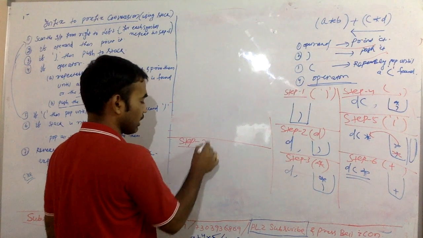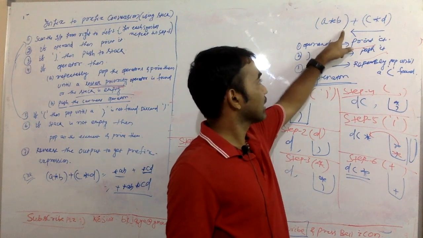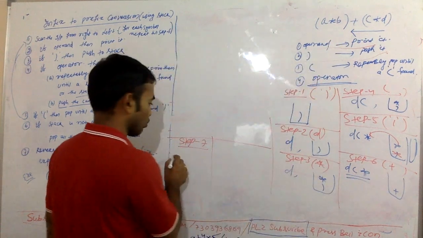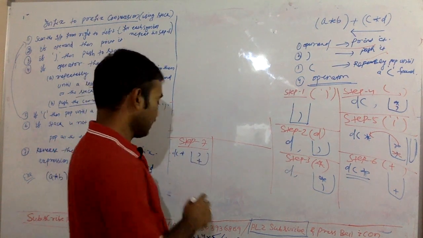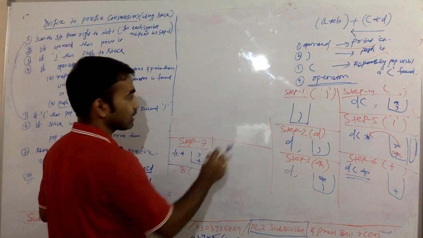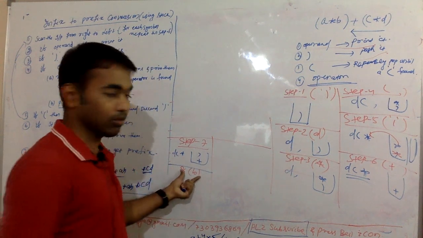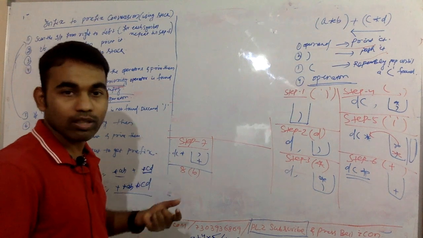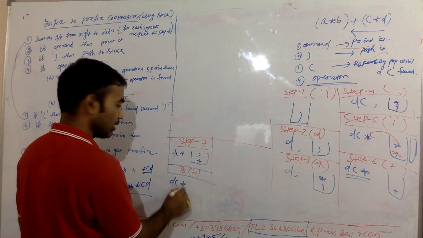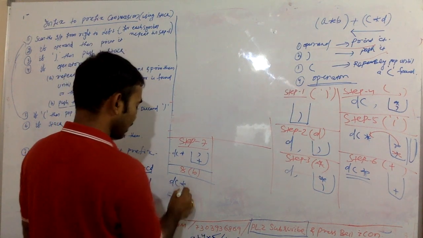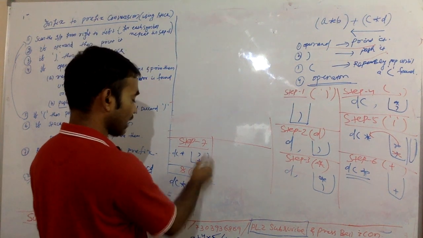So step 7. Step 7 means after plus, what is coming? After plus, a bracket is coming. It is a left parenthesis, so just push it into the stack. So the output will be DC star as it is, and the stack is going to have plus and bracket. Then step 8. In step 8 I'm going a little bit faster, but I hope you guys are understanding. I am encountering the symbol B. If a symbol is coming which is an operand, then I just simply print it, right? So DC star, then B. So the stack structure will remain as it is.